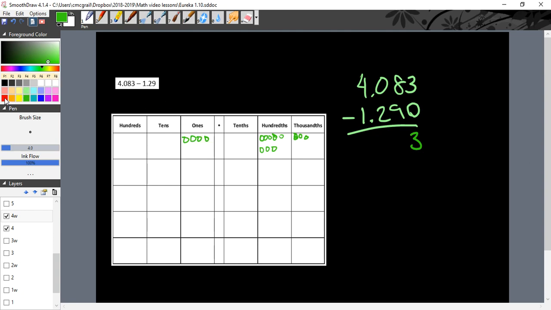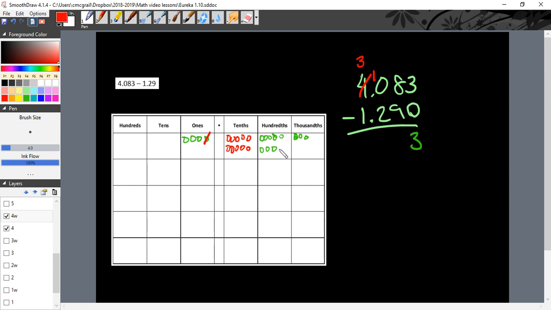So I'm going to borrow 1 one, and I'm going to turn it into 10 tenths. 1, 2, 3, 4, 5, 6, 7, 8, 9, 10. Now, I needed to borrow that. So now I have 3. So far, so good. My 0 tenths become 10 tenths.